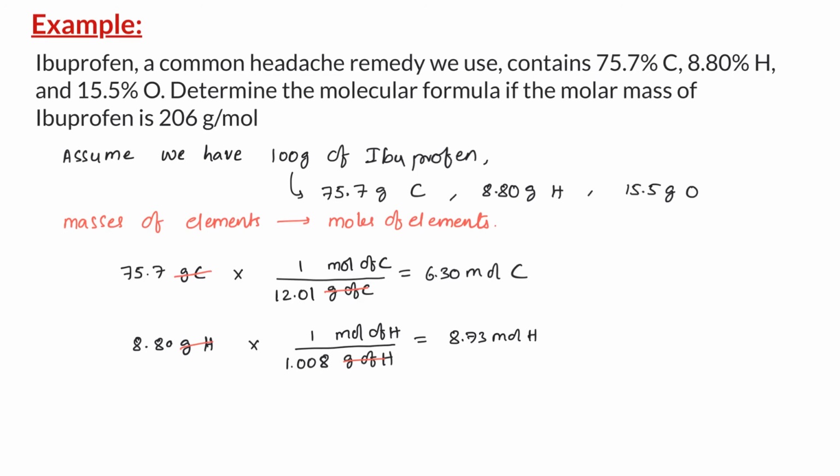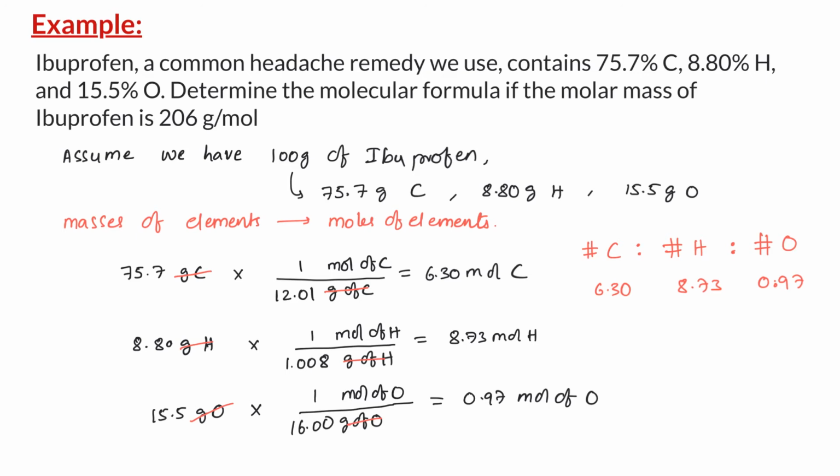Next, we do the same thing for oxygen. We start with 15.5 grams of oxygen. We need to convert this into moles of oxygen. Therefore, multiply this with a conversion factor which cancels the grams and introduces the moles. That is 1 mole per 16.00 grams of oxygen. If we do the math, we get 0.96875 moles. So, in 100 grams of ibuprofen, we have 6.30 moles of carbon, 8.73 moles of hydrogen, and 0.97 moles of oxygen.